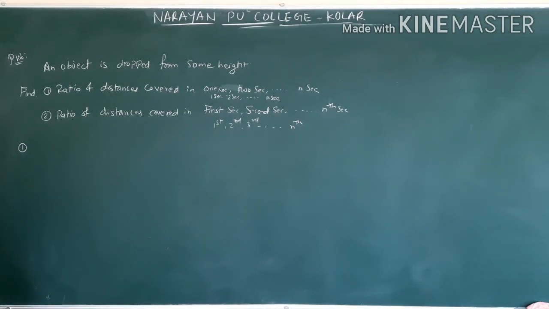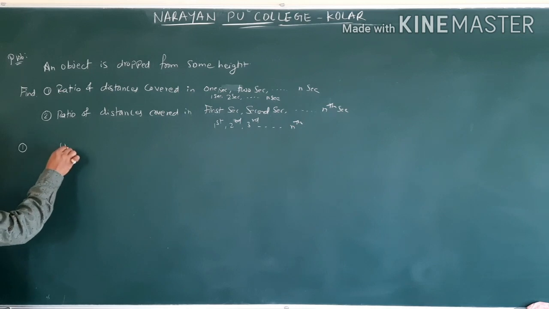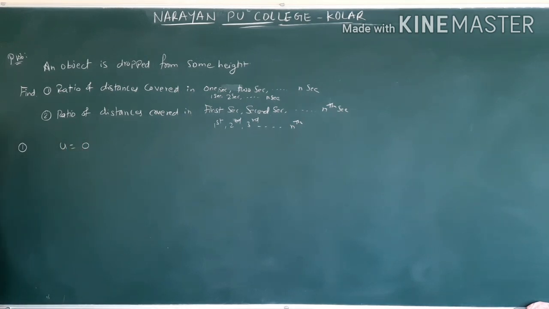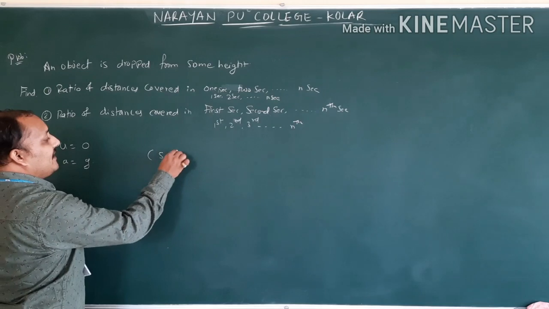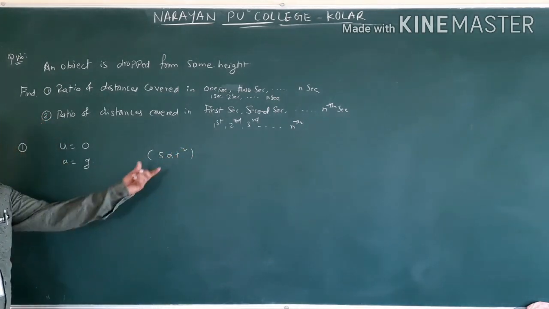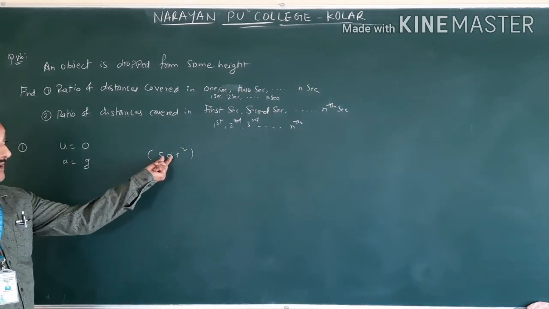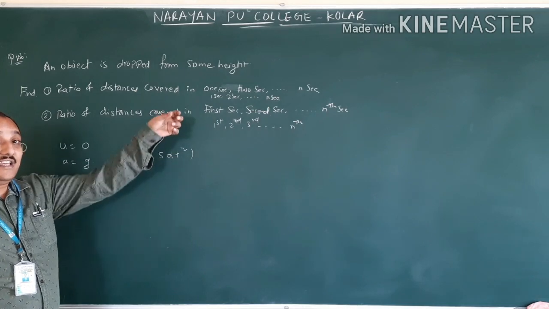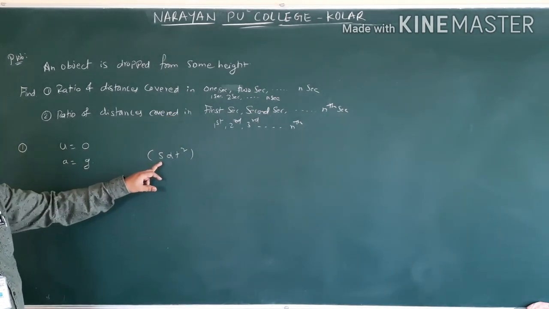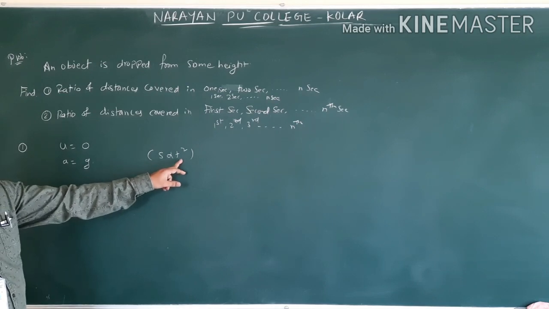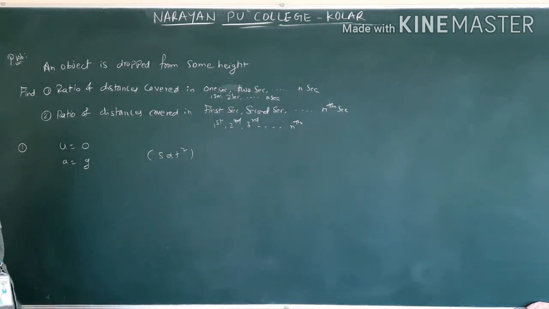An object is dropped from some height means what is the initial velocity? Obviously 0. So in case of a free falling body, a is equal to g. Already I gave that equation for you. S is varying with respect to time. This equation I gave: S is directly proportional to T square. Equations of motion under free falling body I gave. Isn't it? So S is directly proportional to T square. This formula only we are going to apply.